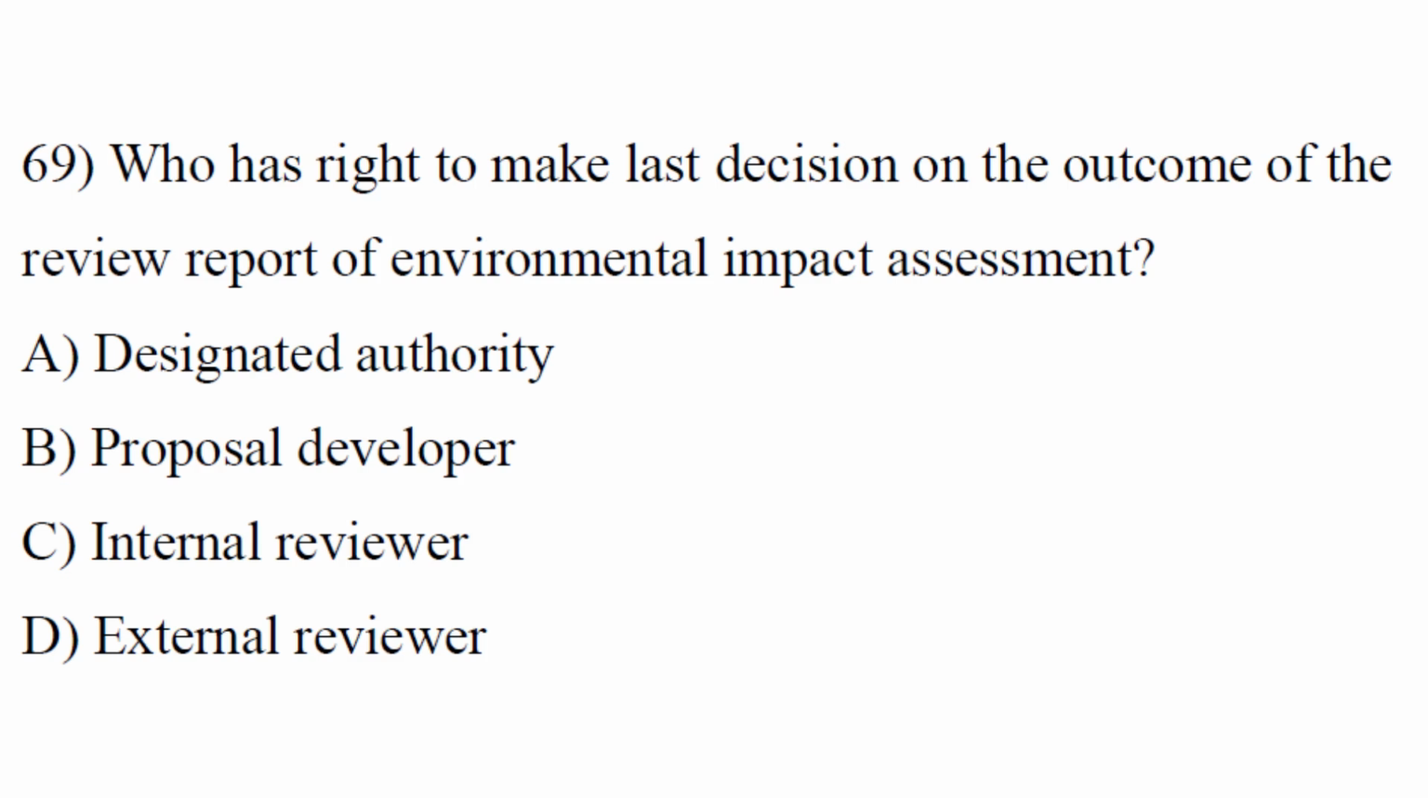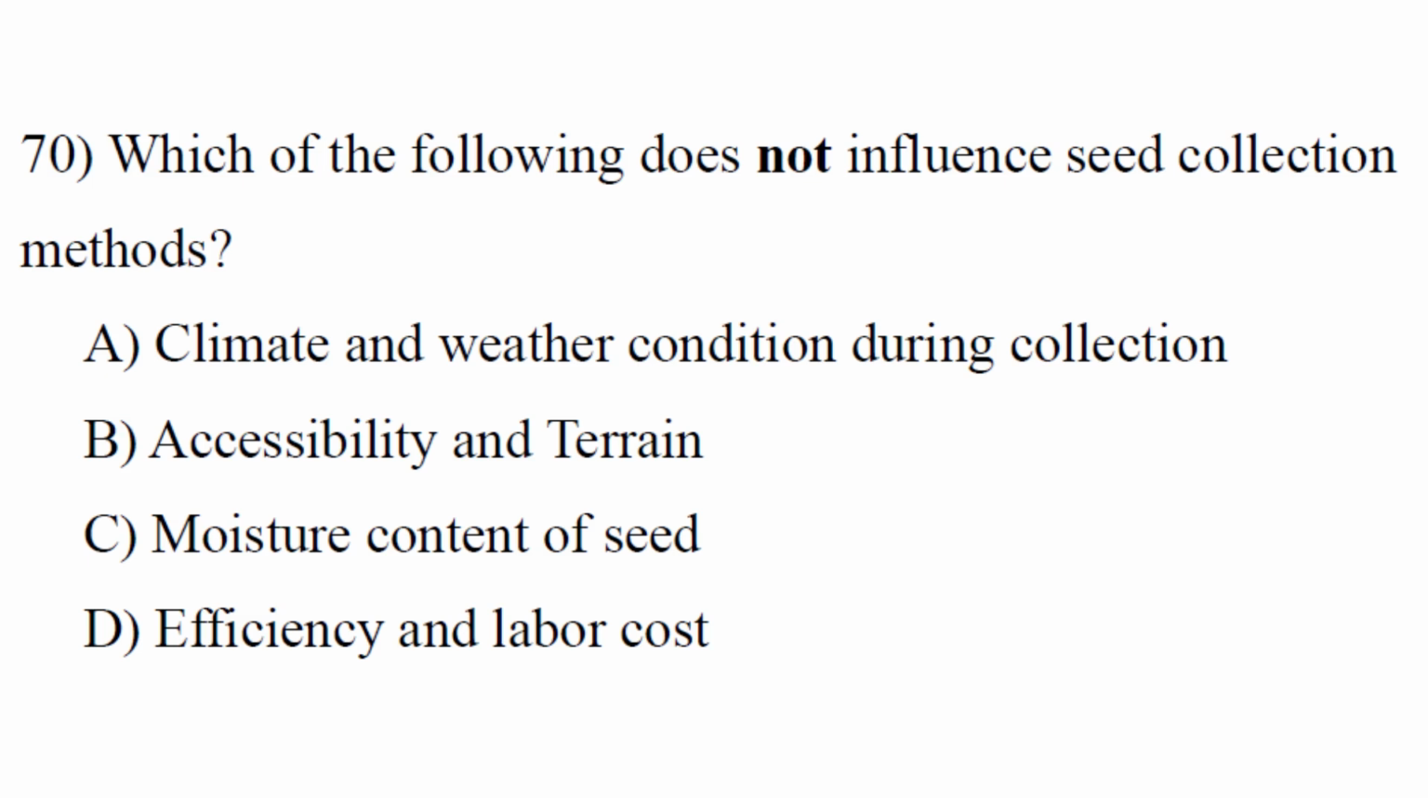69. Who has the right to make the last decision on the outcome of the review report of environmental impact assessment? A. Designated authority. B. Proposal developer. C. Internal reviewer. D. External reviewer. Answer, A. Designated authority.